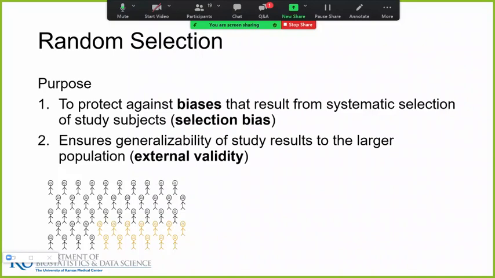So let's suppose we have a population, and in that population there's this characteristic that's denoted by the color of these individuals. Let's say that these individuals here have a particular type of mutation that causes them to respond better to treatment. If I did some kind of systematic selection, there could be physical characteristics of these participants that are associated with that mutation.